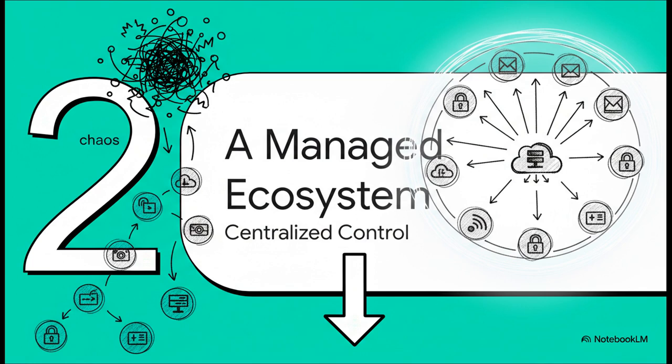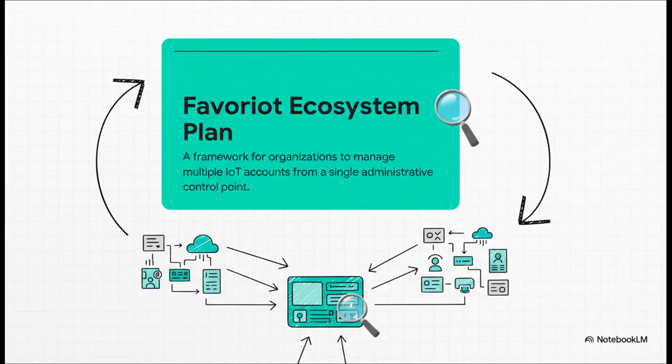This is a totally different way of thinking about how you manage big groups of users. And this is it, right here, the Favoriot ecosystem plan. Think of it like a master subscription. It gives one person, the manager, all the power to control a whole bunch of user accounts, and they can do it from a single dashboard. It's all about putting control in one central place.